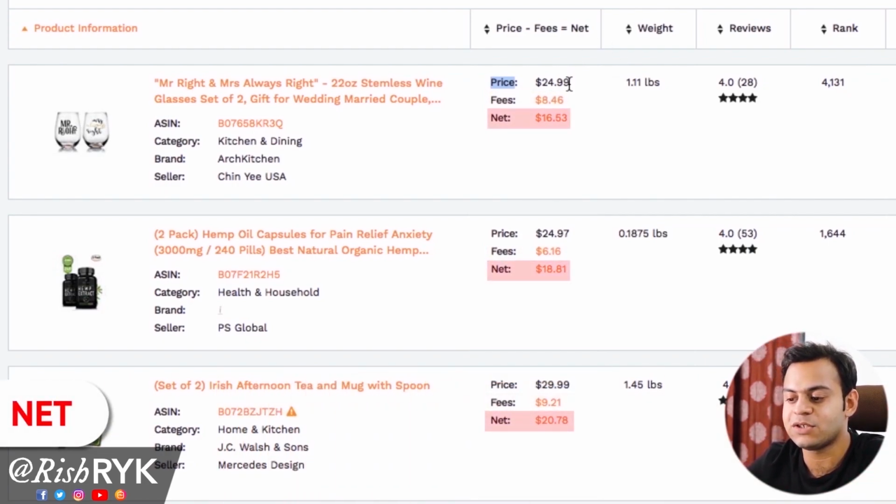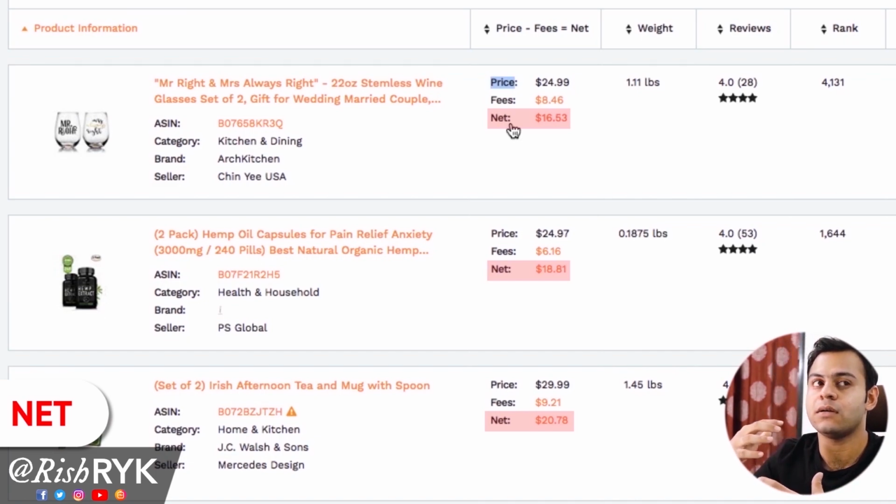And next, it's showing you the net. Now net is basically everything after reducing the fees that Amazon would charge, which would be what I just said. So the net does not mean profit. The net means the net revenue per unit that you would get after deducting the Amazon fees and charges.